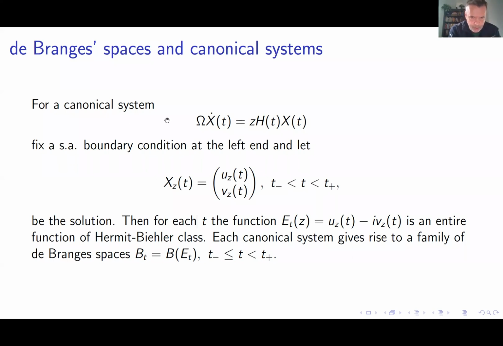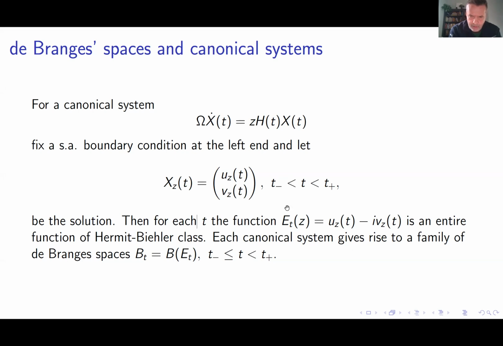So let's go back to a canonical system. And once again, this is a 2x2 system of this form. And let's suppose that we fixed a self-adjoint boundary condition at the left endpoint. Let's suppose for a second that t minus is finite. This will be our main case, by the way, when t minus is a finite point. And let's fix a self-adjoint boundary condition at t minus and solve our equation.